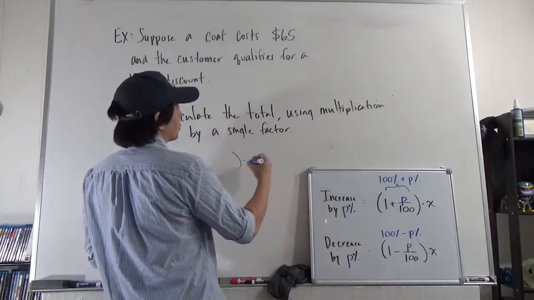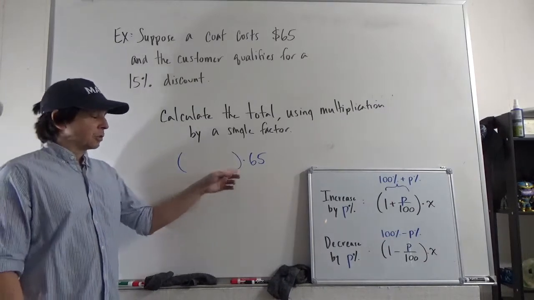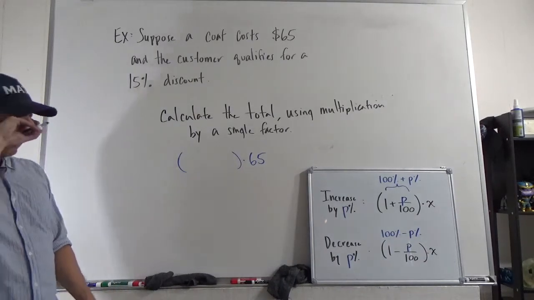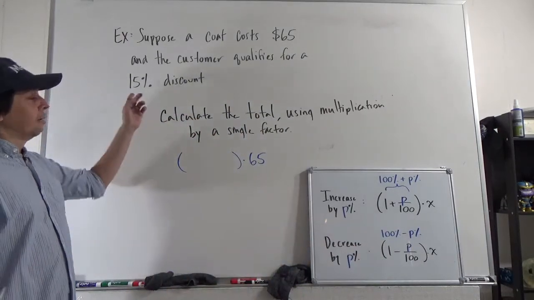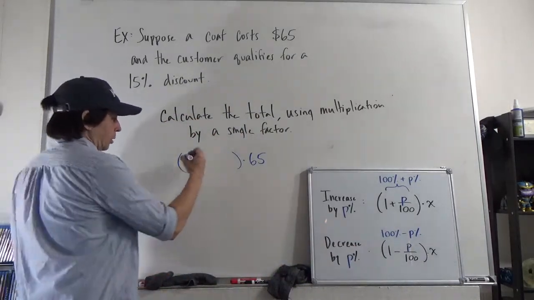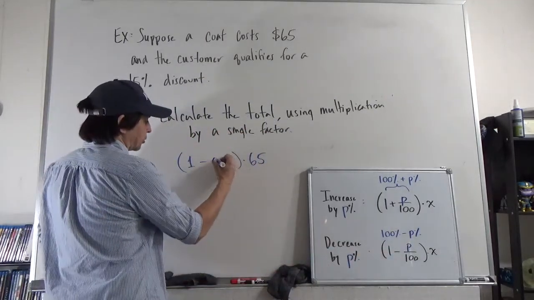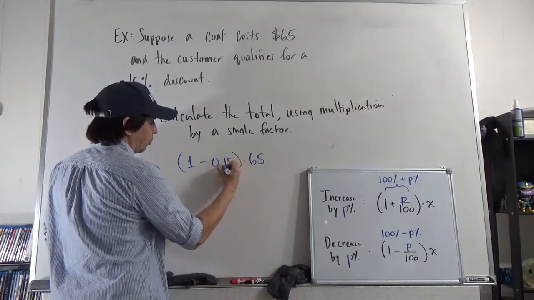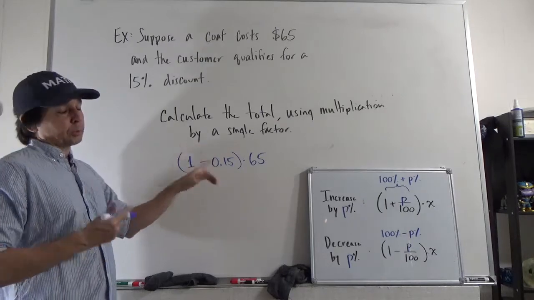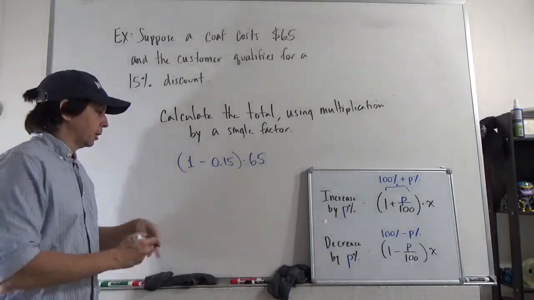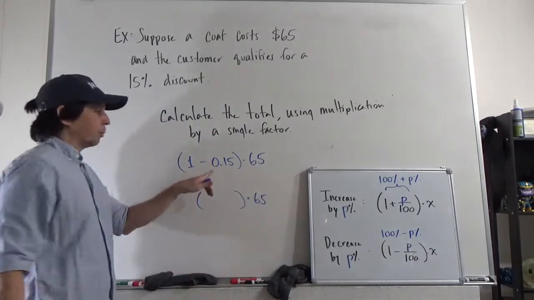And I'm going to multiply by x, the cost of the code before the discount is applied. So some factor times 65 is what we're going to be doing. That factor is going to be what we get when we decrease the cost by 15%. So 1 minus P over 100, again, is the decimal form of the percentage. So 0.15 is what we're going to be subtracting from 1. Leave a little space here. I'm going to write the same things I did last time. And then right here, we're going to figure out what that factor actually is when we do 1 minus 0.15.